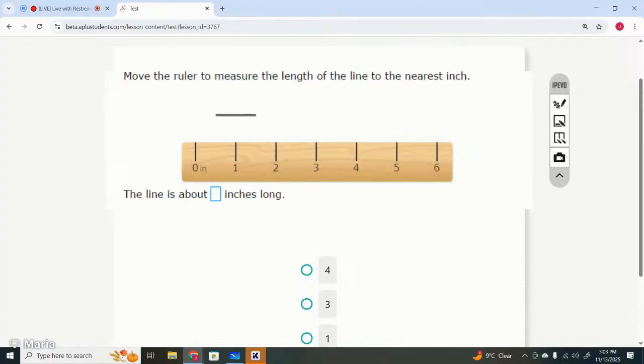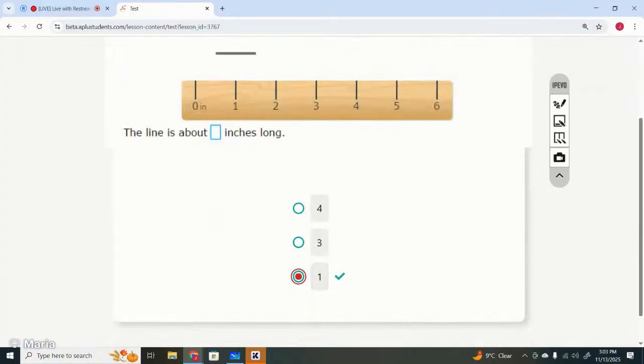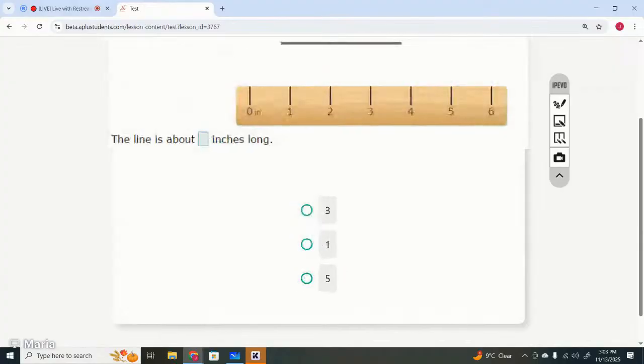Move the ruler to measure the length of the line to the nearest inch. So line up the left end of the line with zero. The right end will end up on 1 inch. The correct option is 1 inch. Option number three is the correct option. Got it?